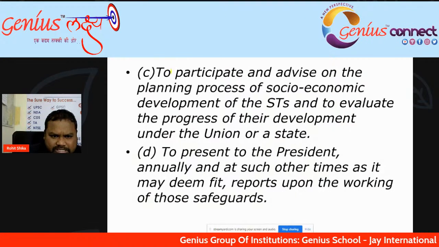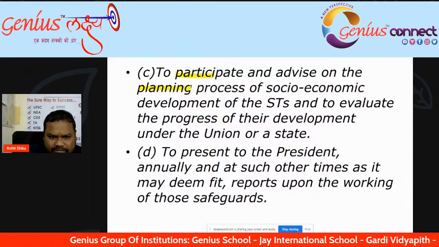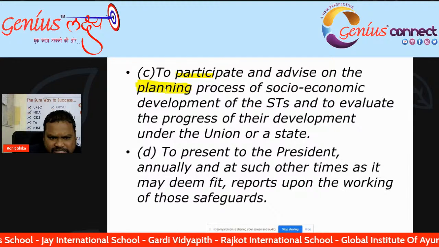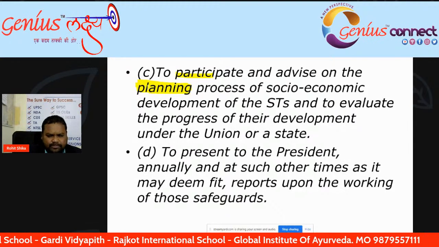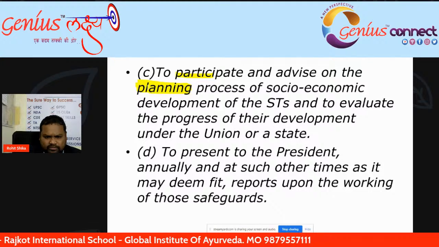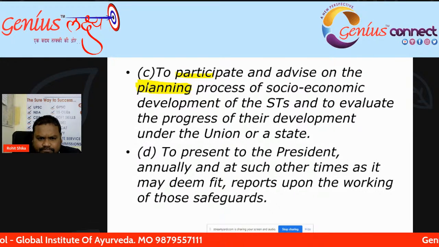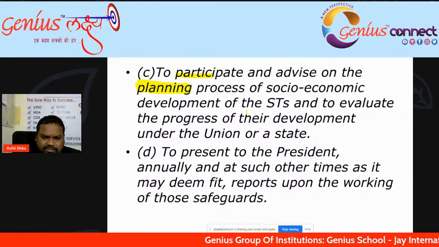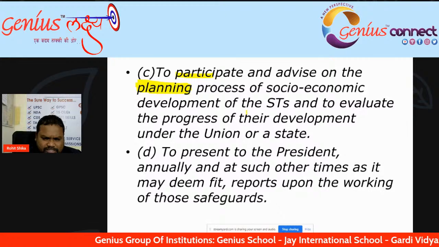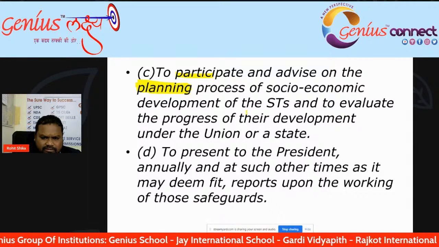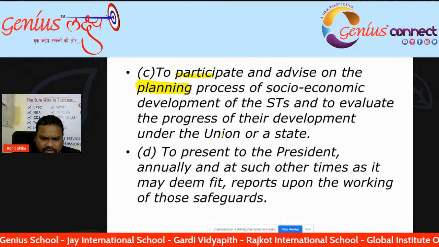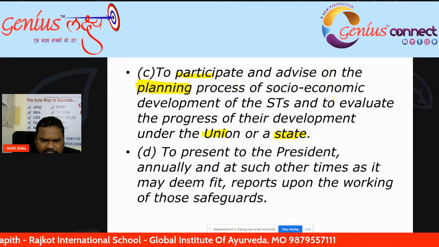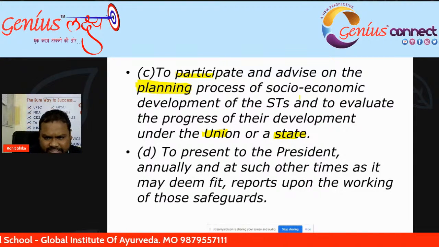The commission is there to participate in planning. We know that planning is very much essential for the socio-economic development of the people. So whenever any planning is decided or is to be decided by the central government or the state government, then this commission is consulted.